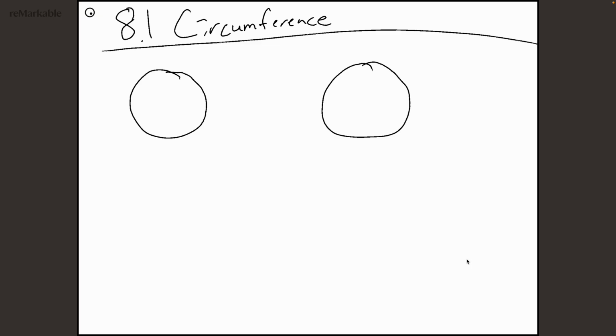All right, let's bring it in. We're going to be talking about circumference, so we're going to really be focusing on circles today. Now, you will need your calculator out because we're going to be using our calculator.